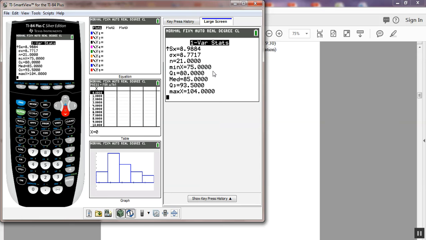These numbers, the min, the Q1, the median, the Q3, and the max, are also referred to later as the 5-number summary. That's all I'm going to do in this video, is just show you the one variable statistics.